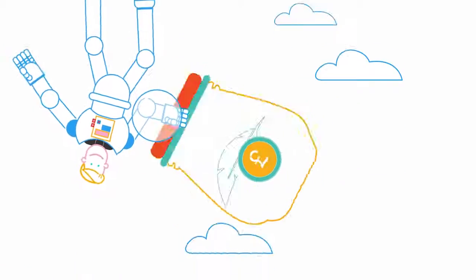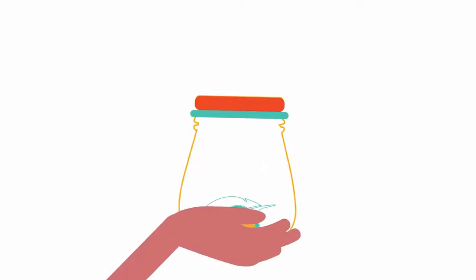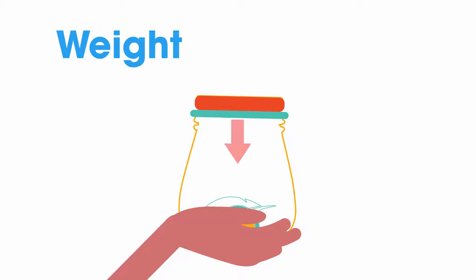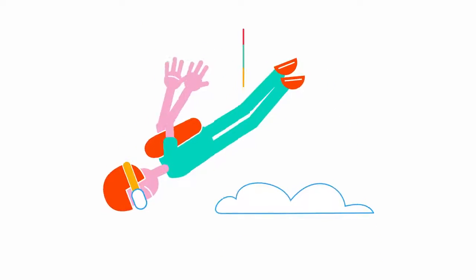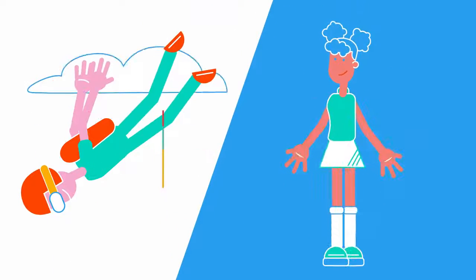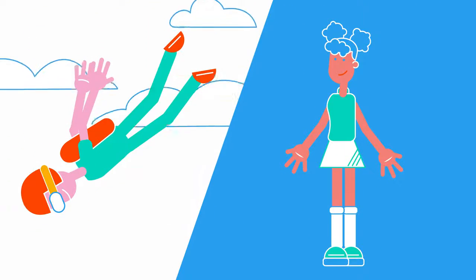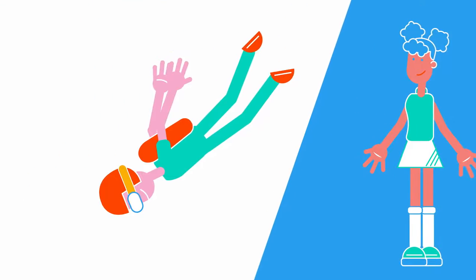It's only when you oppose gravity by holding the jar in your hand that the feather and the coin seem to have weight and settle to the bottom. We are weightless when we free fall, but gravity is acting all the time. It's not micro or zero gravity.